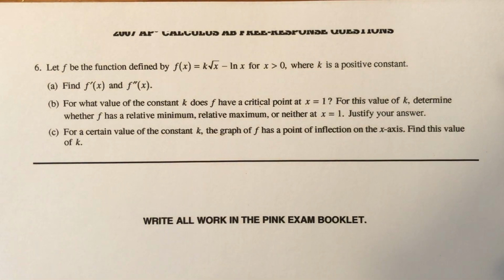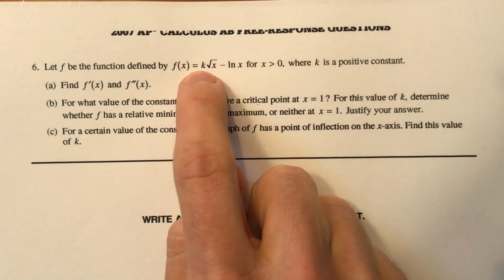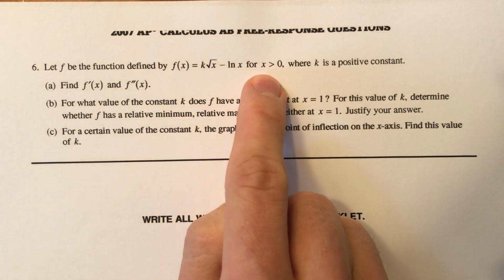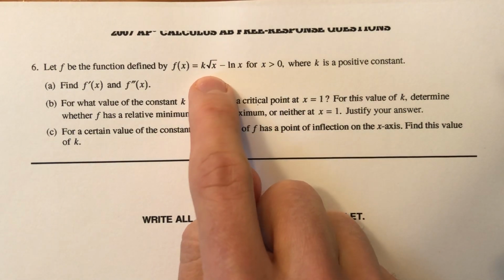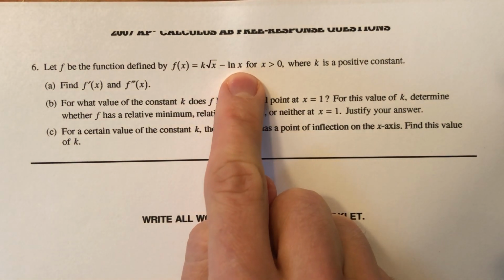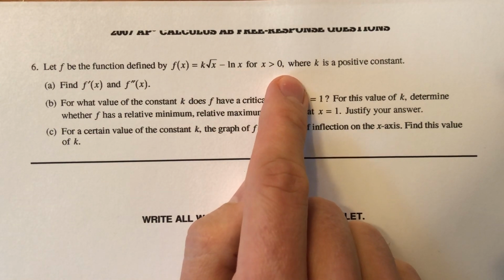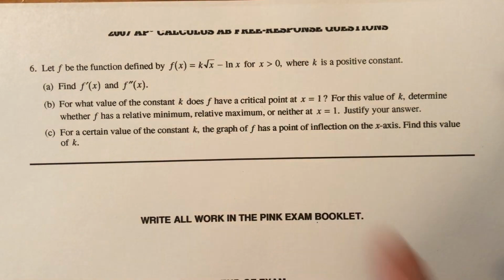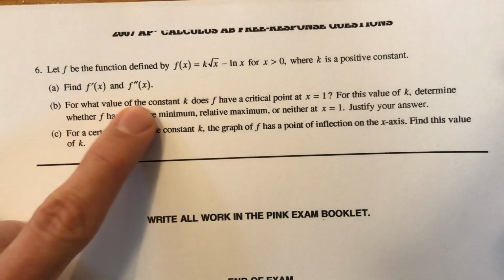Let f be the function defined by k times the square root of x minus natural log of x for all x greater than, but not equal to, 0, because you can't take the log of a negative number or 0 unless you want to get into the realm of imaginary numbers. K is a positive constant. So we need to find the derivative and the second derivative.